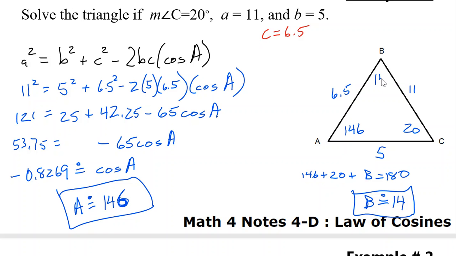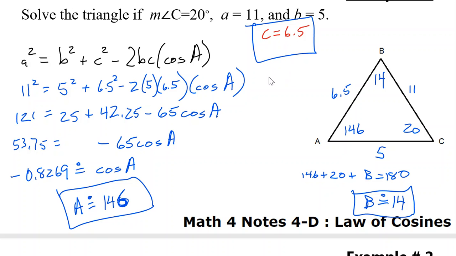Now, when I plug this in, let's make sure that we don't have any mistakes ready to creep up on us. 146 is the biggest angle. 11 is the biggest side. Check. 14 is the smallest angle. 5 is the smallest side. Check. So we're good. We have big A is this, big B is that, and little c is 6.5.